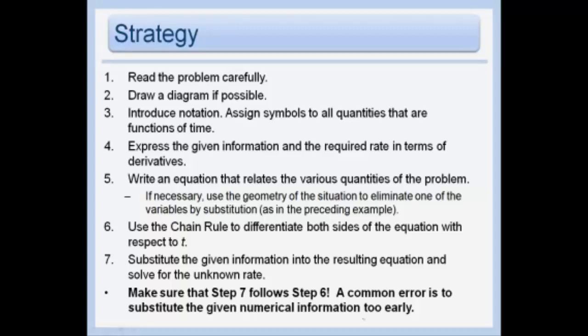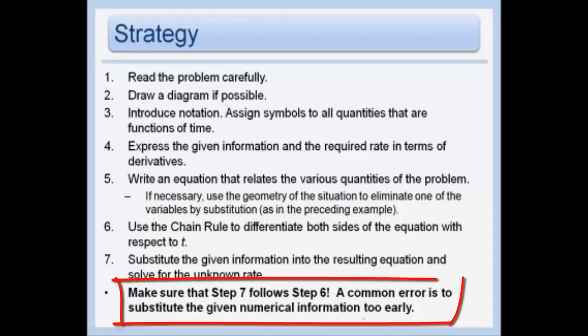Express the given information and the required rate in terms of derivatives. Write an equation that relates the various quantities of the problem. If necessary, use the geometry of the situation to eliminate one of the variables by substitution, as we just did. Use the chain rule to differentiate both sides of the equation with respect to time. Substitute the given information into the resulting equation and solve for the unknown rate. Make sure that step 7 follows step 6.